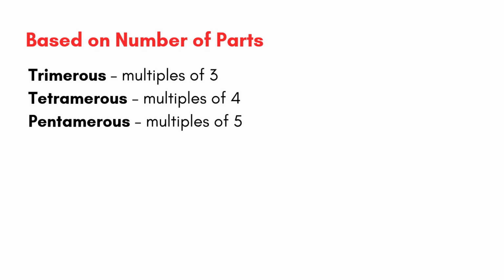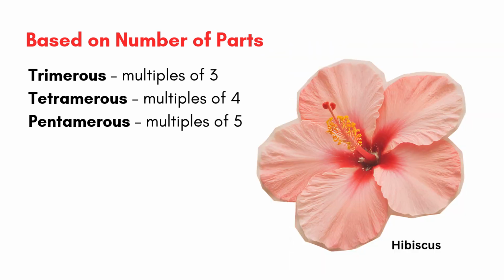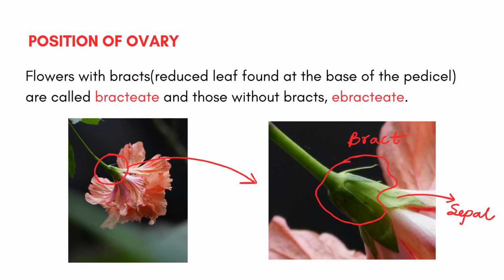Flowers can also be classified based on the number of floral parts, such as trimerous, tetramerous, or pentamerous, when the floral appendages are in multiples of 3, 4, or 5 respectively. Bracts are nothing but a reduced leaf found at the base of the pedicel. Flowers with bracts are called bracteate and those without bracts are called ebracteate.